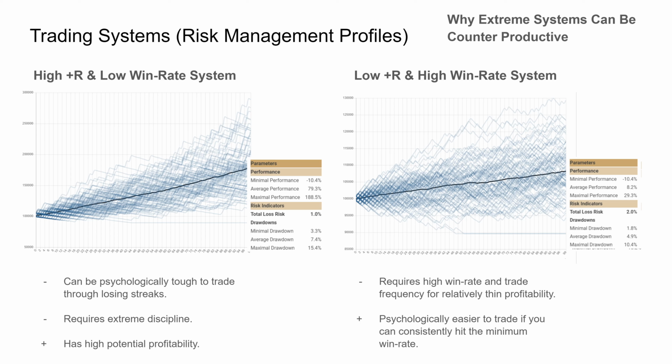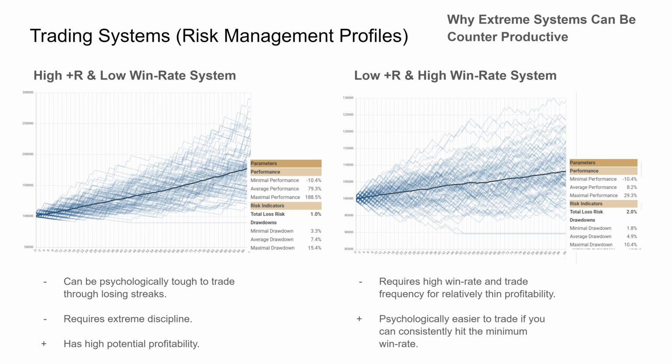A high R, low win rate system can be psychologically tough to trade through losing streaks, of course. A 10% win rate represents winning 1 in 10 trades on average, right? So would you be able to handle a losing streak of 10 losses? I've done it personally. It's not the easiest thing in the world, but if you can do it, you can do it. I don't think most people can. It requires extreme discipline, obviously, but has a high potential profitability. Look at our average performance over 100 trades, 79%.